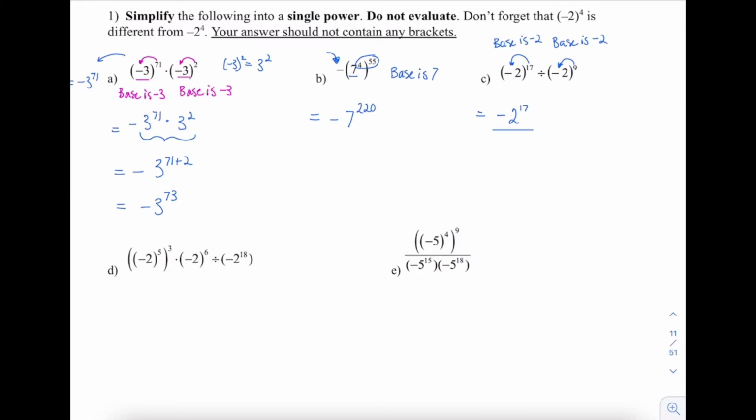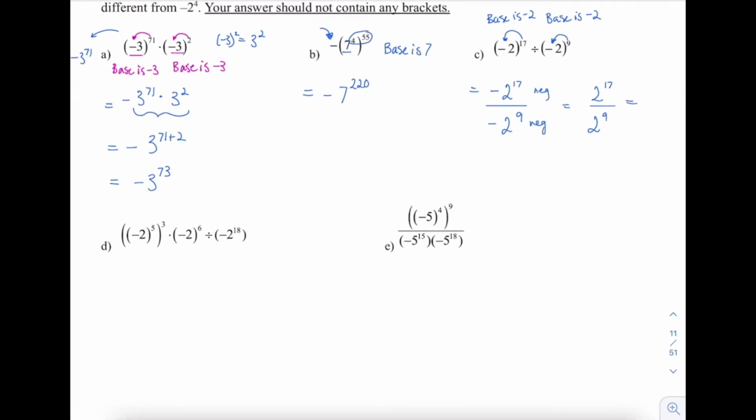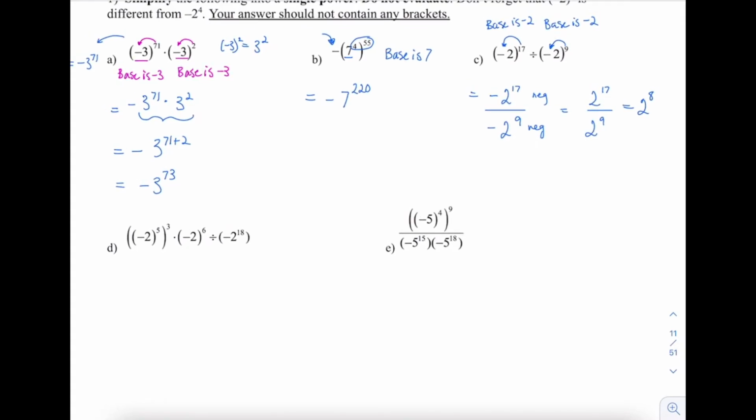I'm going to write this division like this. So I know that I have a negative quantity over another negative quantity, and those two negatives are going to cancel out. Okay, and now I can use another power rule to say that my overall quantity is 2 to the power of 8. All right, 2 more, and these ones are a bit more complicated.